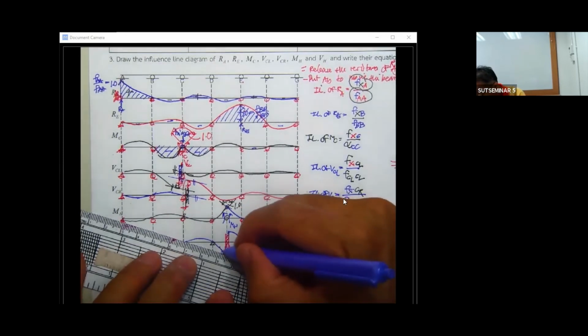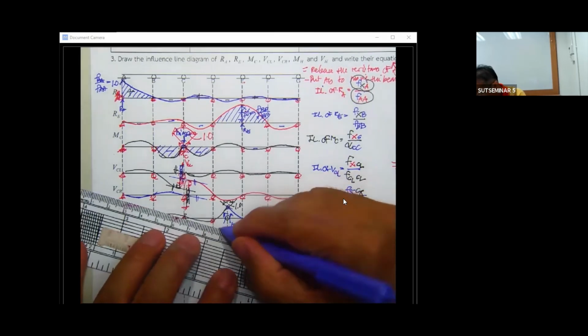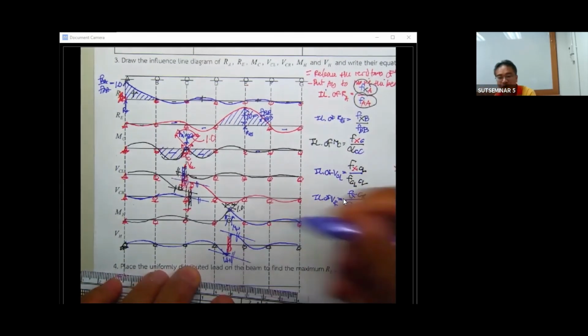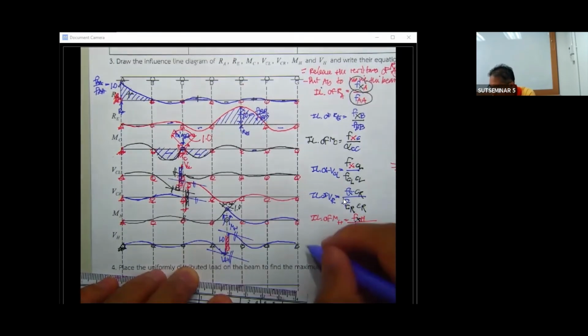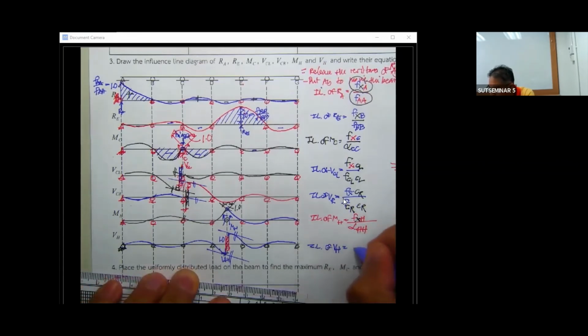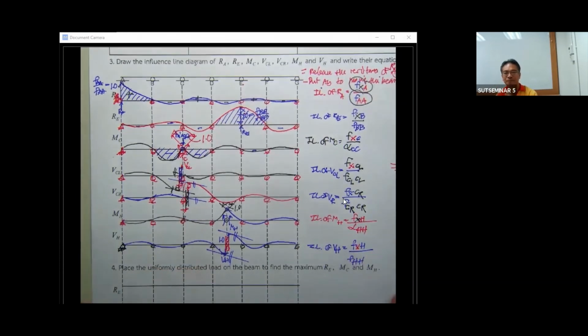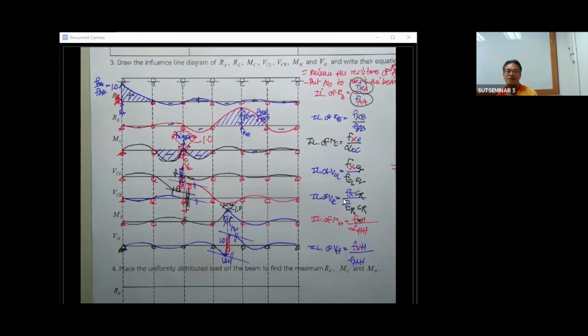And the most important thing over here, you're going to get this one in parallel, and the summation of this is going to be 1.0. And then the influence line of V sub H equals the deflection at point X due to the force at H, divided by F sub HH. Okay, that is the first thing. You must be able to draw the influence line diagram.